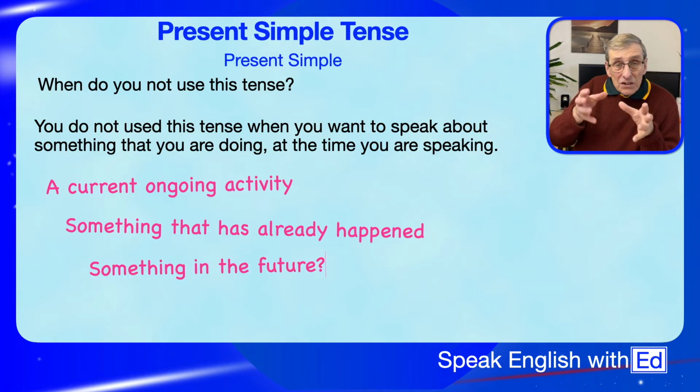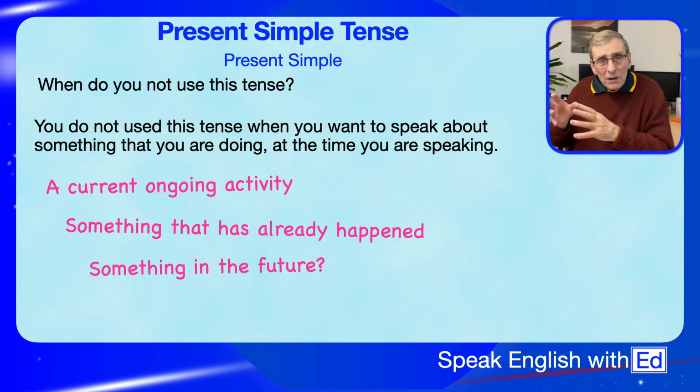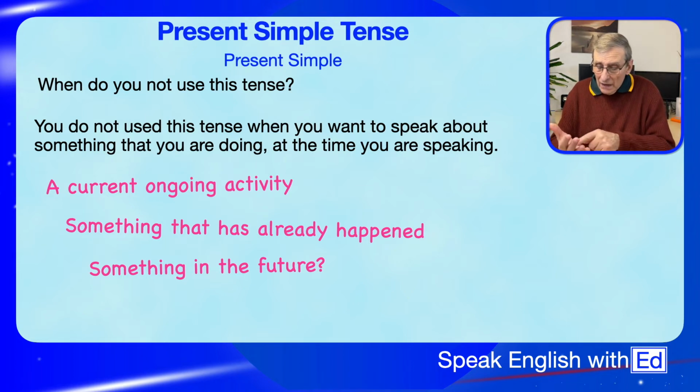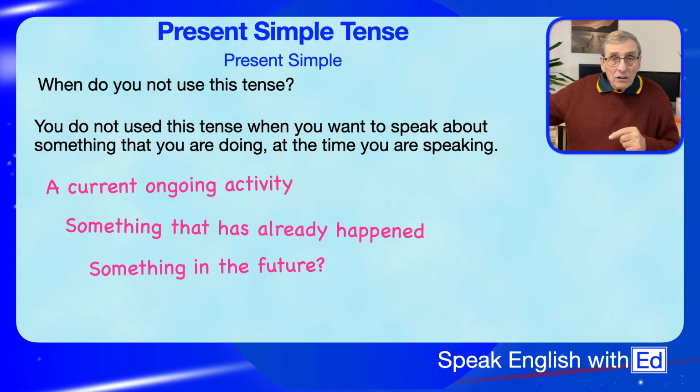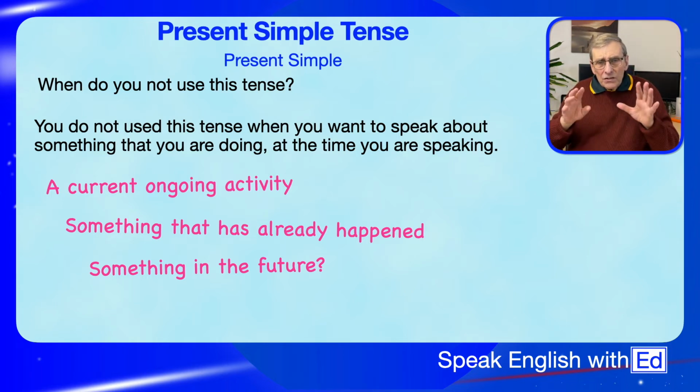Something in the future, as you can see, we've got a question mark at the end of something in the future. Now, this is because you can talk about the future if you're talking about a timetable. So maybe somebody says to you, when does the London bus leave this afternoon? What time does the London bus leave this afternoon? And you look at your timetable and say it leaves at 3 o'clock. So you've got time in the future. You're talking about the future, but you're using the present simple tense. That's a time when you talk about the future, when you're talking about a timetable.